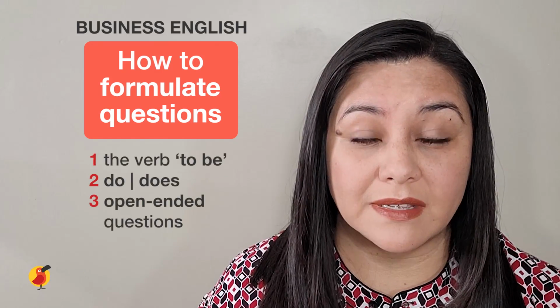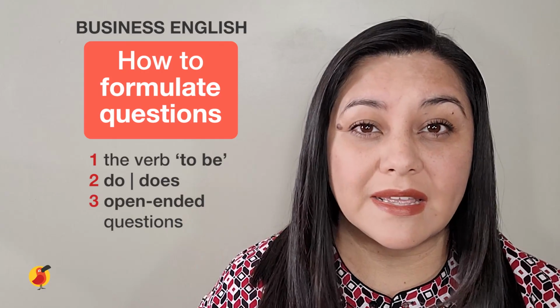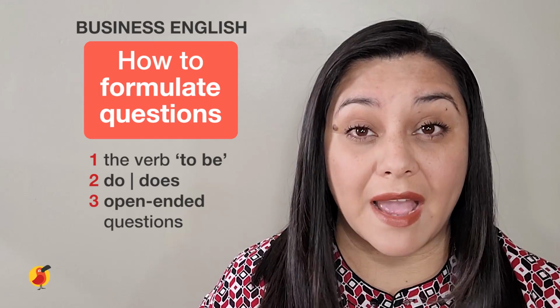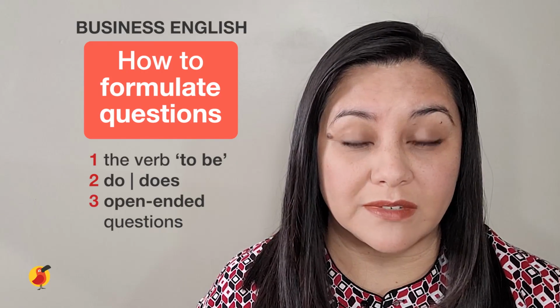The first one is by using the verb to be. The second one is by using do or does. And the third one is by asking open-ended questions. Let's begin with the first one, using the verb to be.